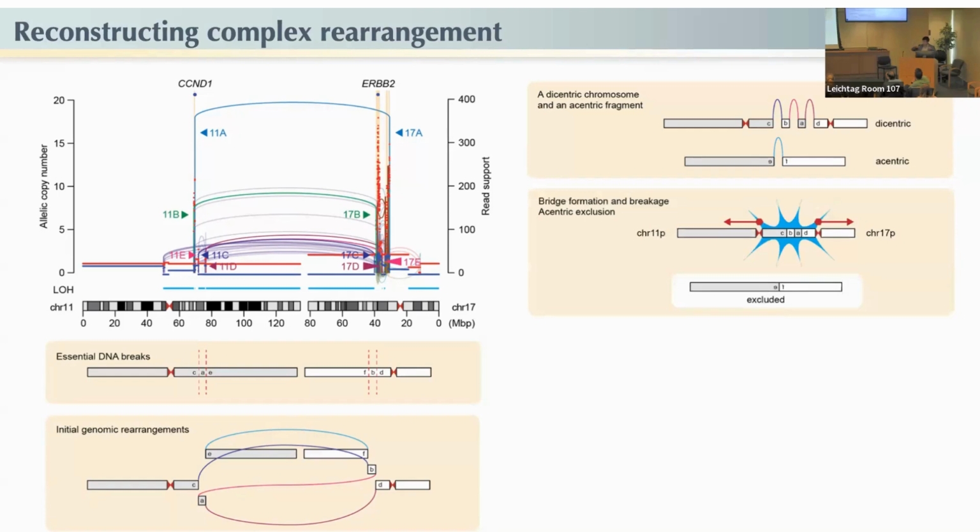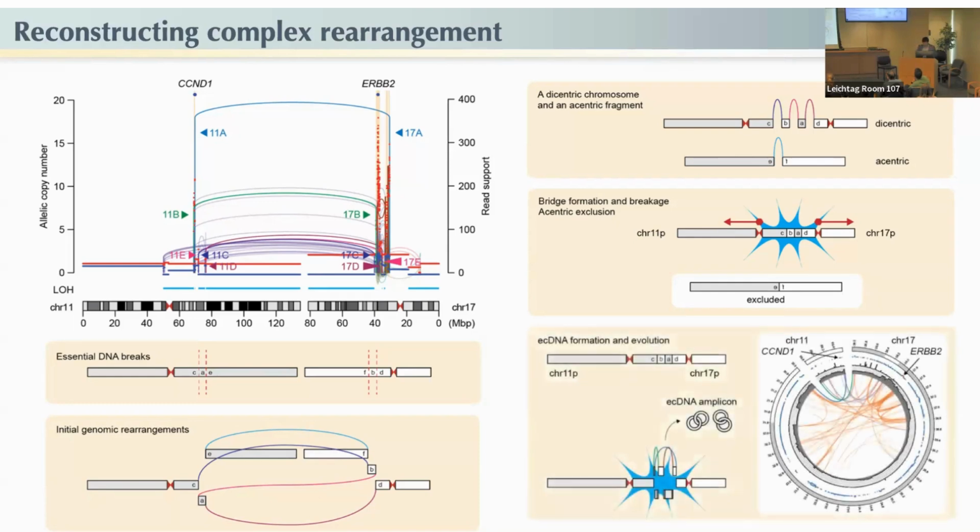And then in mitosis, they will get pulled apart, and then just like in BFB, there will be lots of breaks. Okay? And then the fragments that get broken off, they will often go on to form ecDNAs.